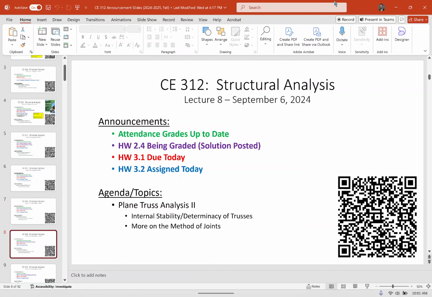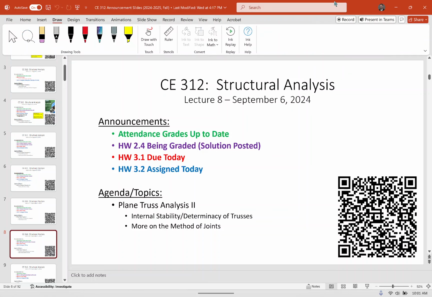All right. Okay. Let's get started. Lecture 8. How did the first truss homework go? I'm hoping it was boring. Then you kind of get what's going on. And that's kind of what I'm interested in. To be honest, I'm not really interested in doing truss analysis for the sake of truss analysis.